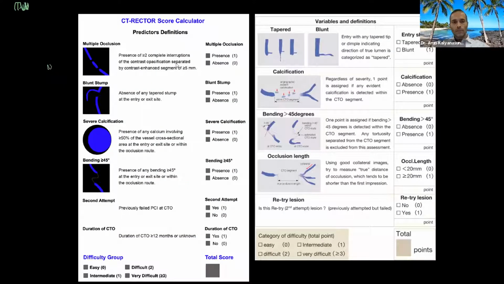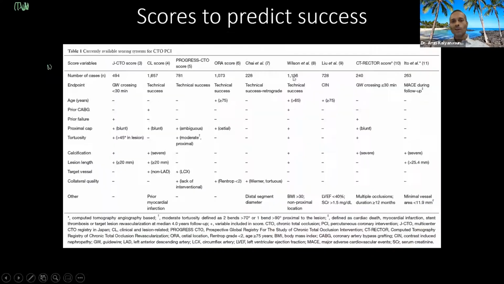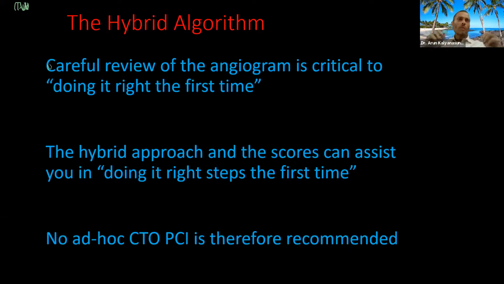You have multiple scores. Like I said, you've got the CL score, JCTO, PROGRESS, whatnot. I think the most well-known ones are the PROGRESS and the JCTO, the JCTO being the most popular one. But again, remember, these scores are not going to tell you about indication. I mean, it might tell you, should you try it or should you not? APCTO actually says if you have not done more than 200 CTOs, you probably shouldn't do anything more than a 0 or a 1, because your likelihood of success is pretty low unless you have a proctor.